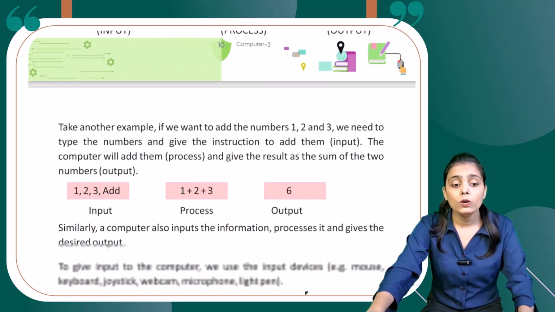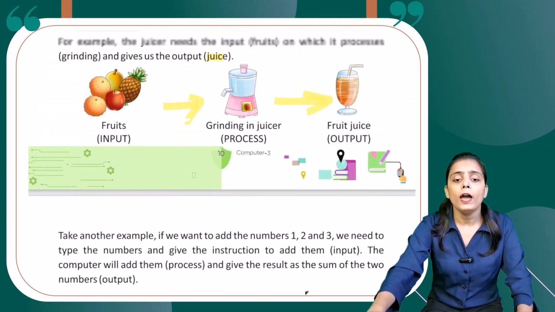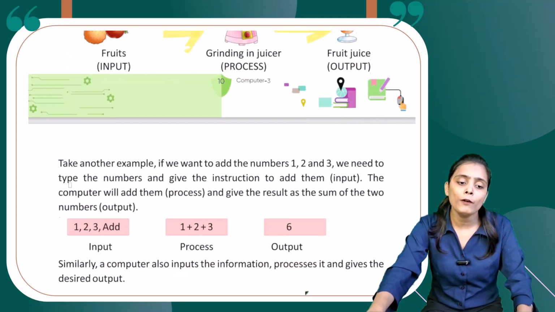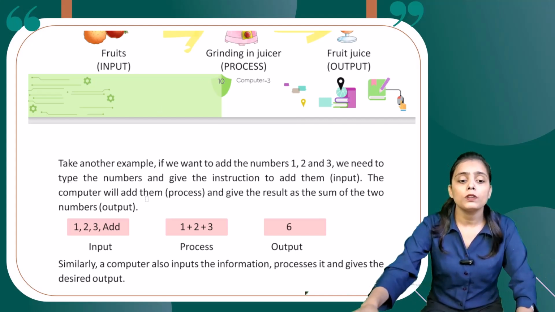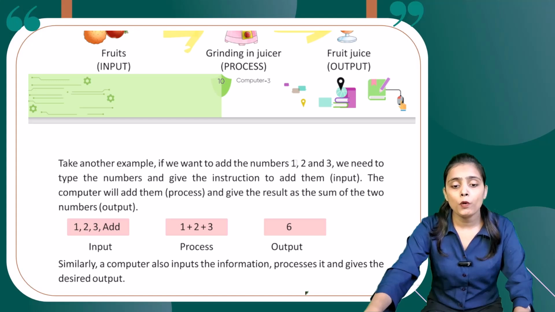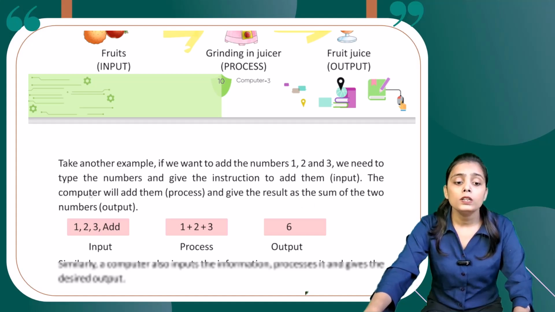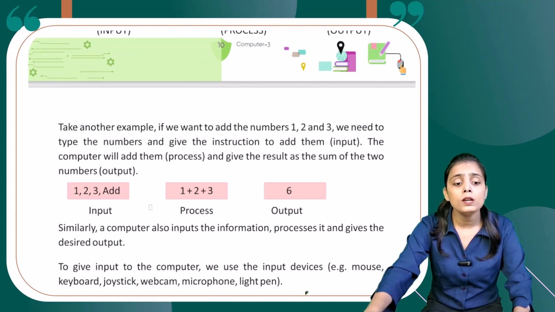Clear? So moving forward, take another example. If you want to add the numbers, okay, we have taken an example of our daily life. Now we are going to relate in the terms of computer. So suppose, take another example. If you want to add the numbers 1, 2 and 3, and we need to type the numbers and give the instruction to add them, that is input. The computer will add them, process and gives the result as the sum of the two numbers, output. So here you can see that is wrong, students, sum of the three numbers, because we are giving three numbers not two. So just correct it here.